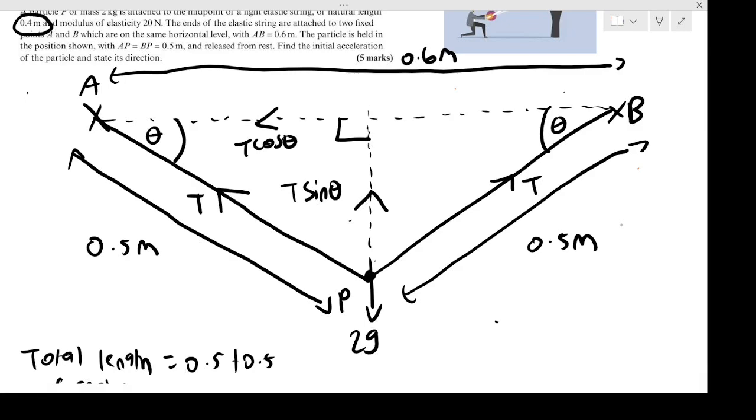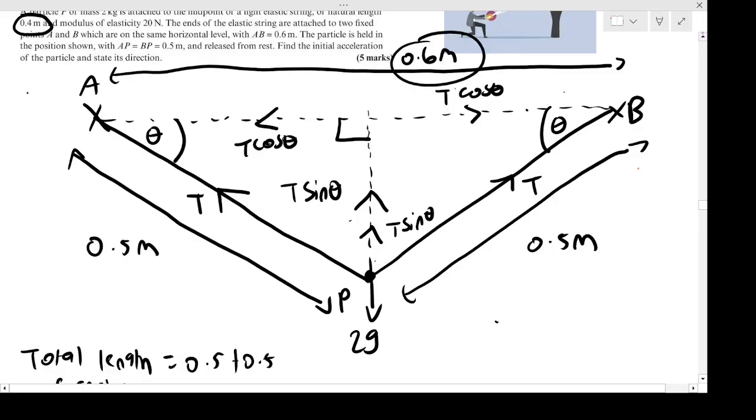So again, if I now deal with the T on the right here, that's going to act up here. Again, we can go up like this, which should also be T sine theta. And then to the right like this. And that'd be T cos theta again, right? So there we are. So of course then we're going to have to find theta. But again, because P is in the midpoint, we can actually split up the whole length A to B, 0.6. We can split this up to 0.3 each way.